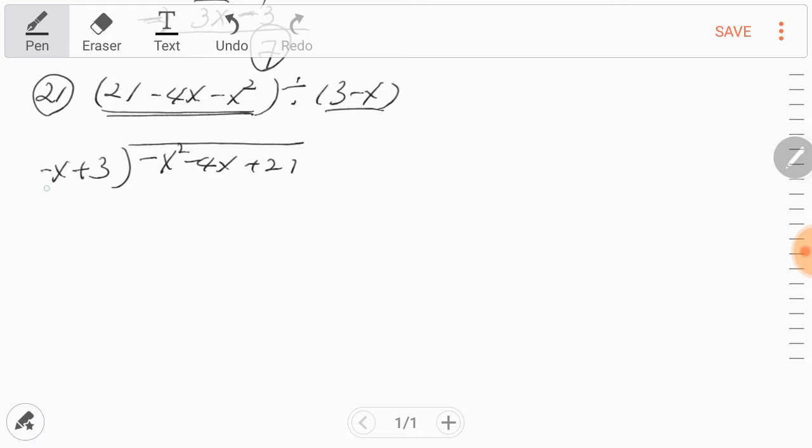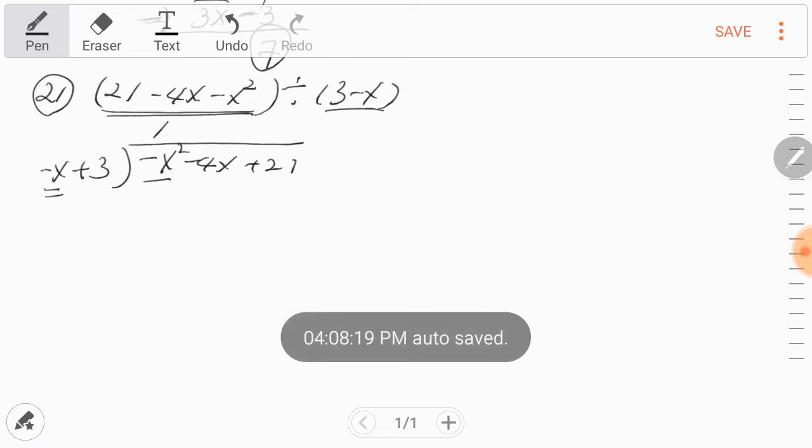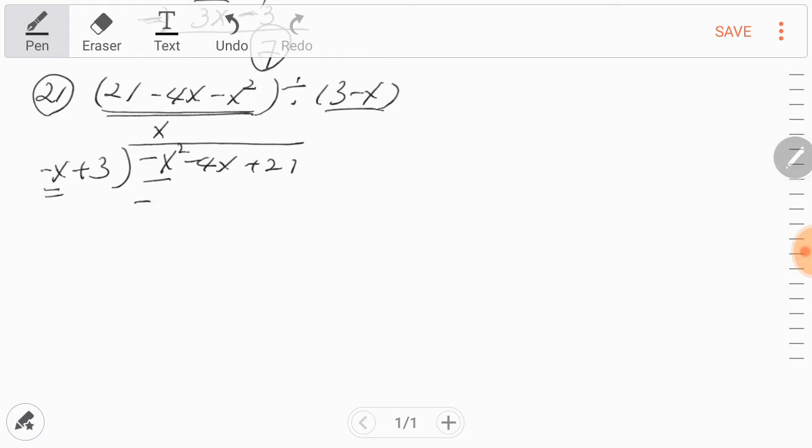Okay, so negative x times what becomes negative x squared? X. So x times negative x is negative x squared. And multiply 3 by x, 3x. Then write it next to negative 3x. And then what do we do? Subtract. Okay, subtract top minus bottom.